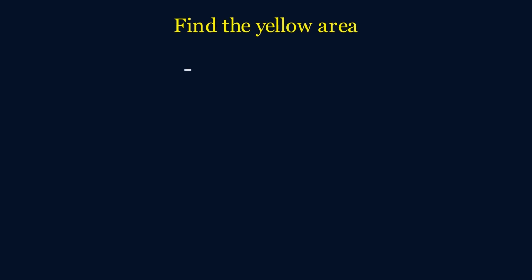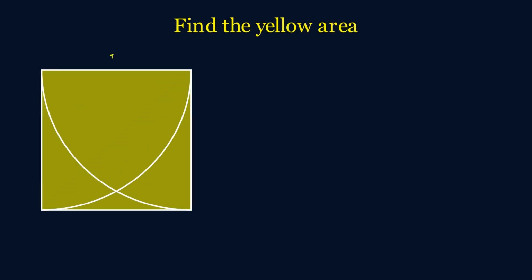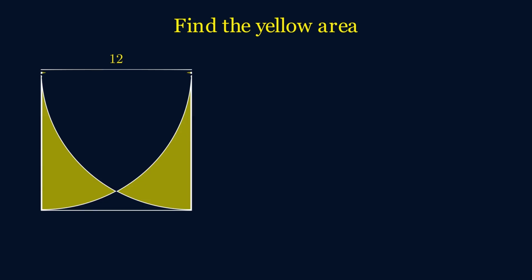All right, let's play with some geometry again. So here we've got a square, side length 12, and from the top two corners we draw quarter circles that bend down inside the square. What's left in yellow is this sort of butterfly wings shape that we want the area of.